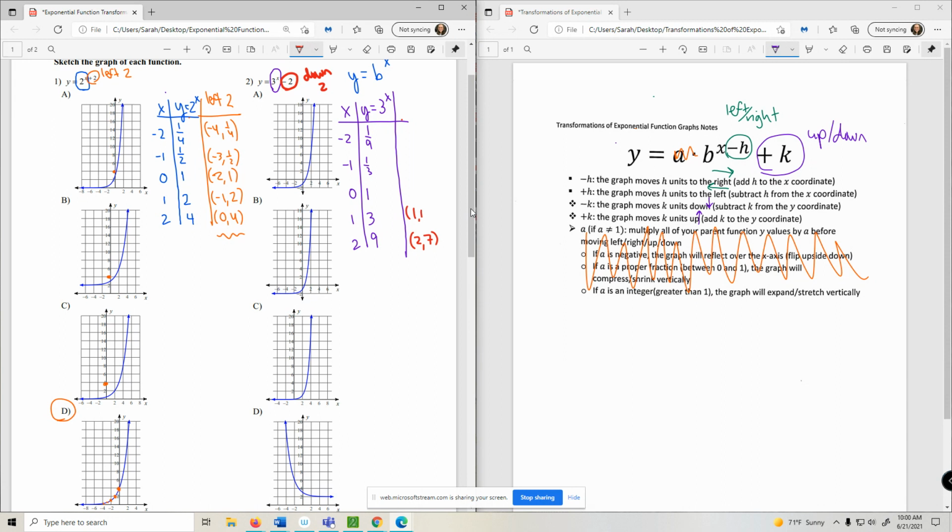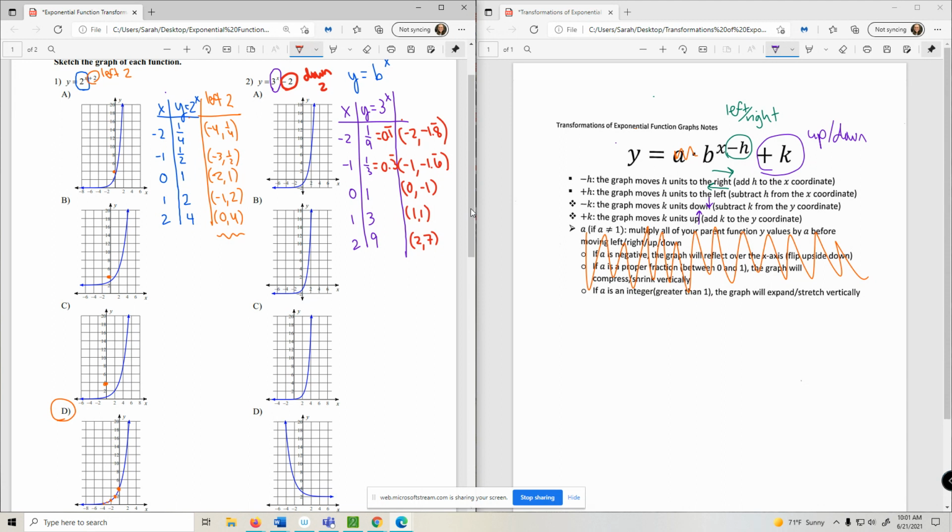1, 3 turns into 1, 1. 0, 1 becomes 0, negative 1. And then with my fractions here, 1/3 minus 2 is negative 1 2/3, or negative 1.6 repeating. 1/9 minus 2 is the same as 0.11 minus 2. And so this point turns into negative 2, negative 1.8 repeating. So you're welcome to write these as fractions or decimals, whatever works for you.